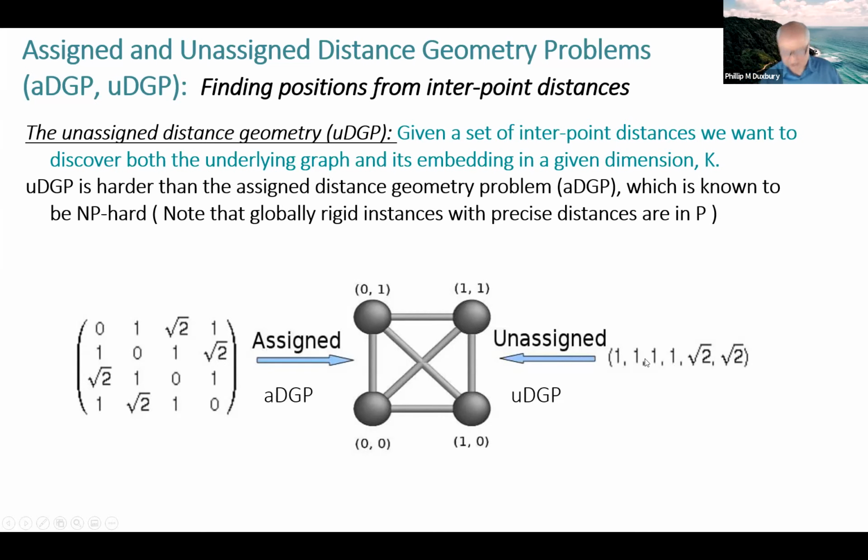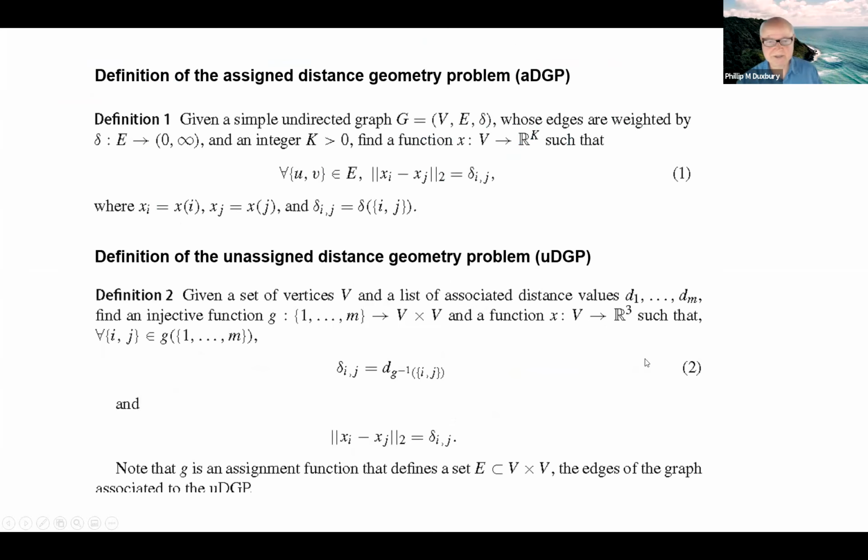So in terms of formal definitions, here is the mathematical definition of the assigned distance geometry problem first, and then the unassigned distance geometry problem second. And the key new part of the unassigned problem is I need a mapping between every distance and the vertices in the graph. So I've got to find the 2 vertices at the end of each distance. And so that mapping is embedded in this function g.